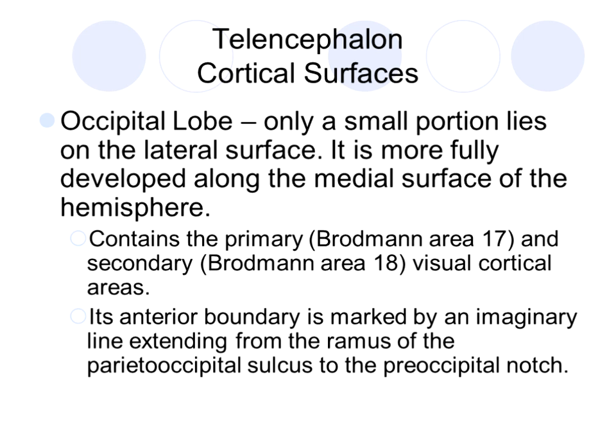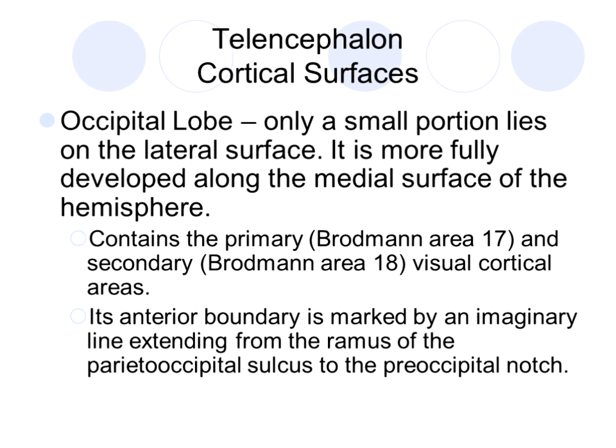Now the occipital lobe is only a small portion that lies on the lateral surface. It's more fully developed along the medial surface of the hemisphere. It contains the primary and secondary visual cortex. The primary visual cortex, where information comes in and you see something, is area 17, but where it's interpreted is in areas 18 and 19.